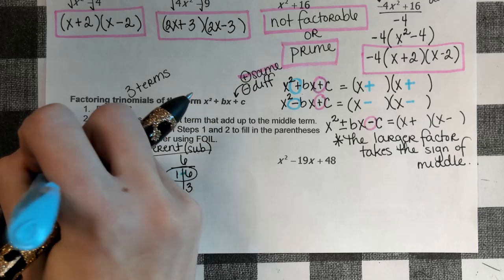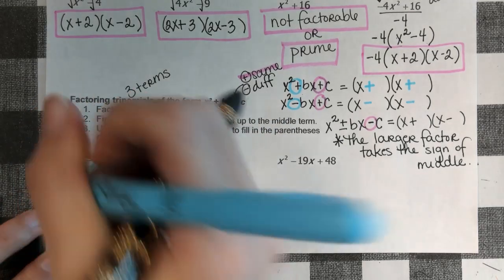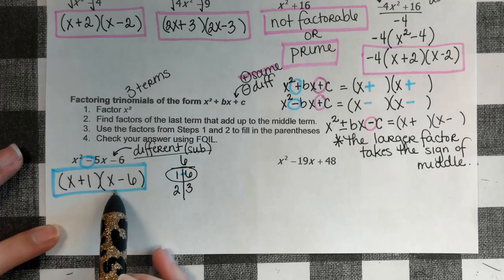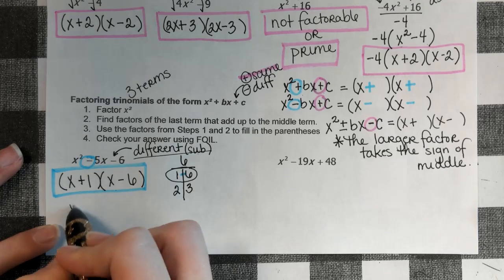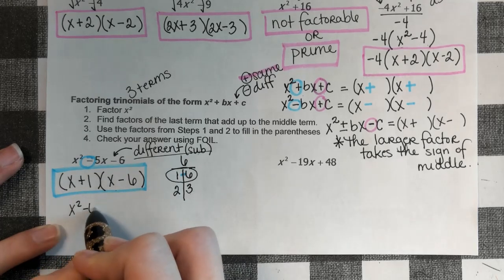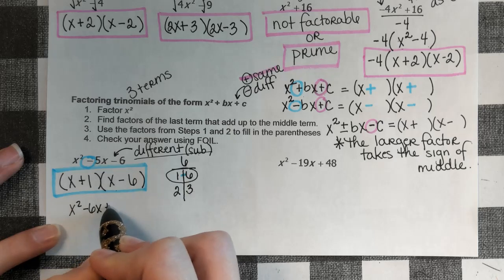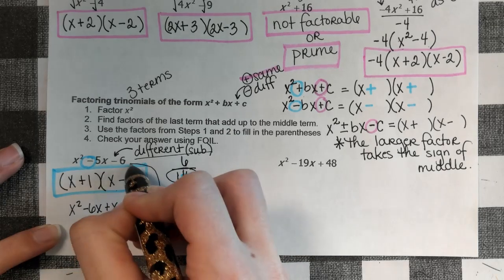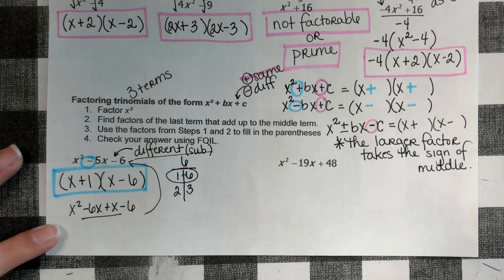How do I know if I got it right? You could FOIL it, and it should give you your original. So if I do x times x, that gives me x squared. X times negative 6 is a negative 6x plus x minus 6. When I combine that, it gives me my original, and I'm good. Okay?